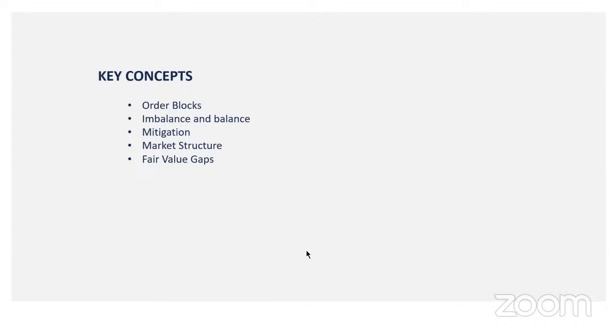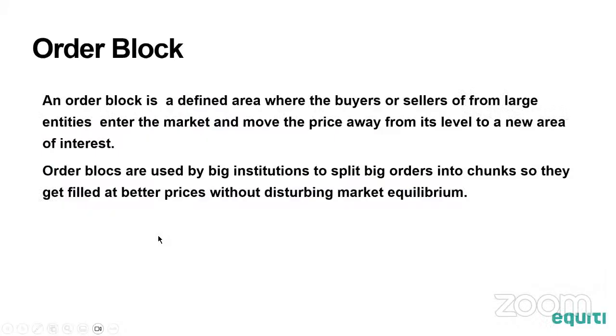So the first concept is order blocks. Let's quickly dive into what an order block is. An order block is defined as an area where large entries in the market were made, and this resulted in a very big push in the market.